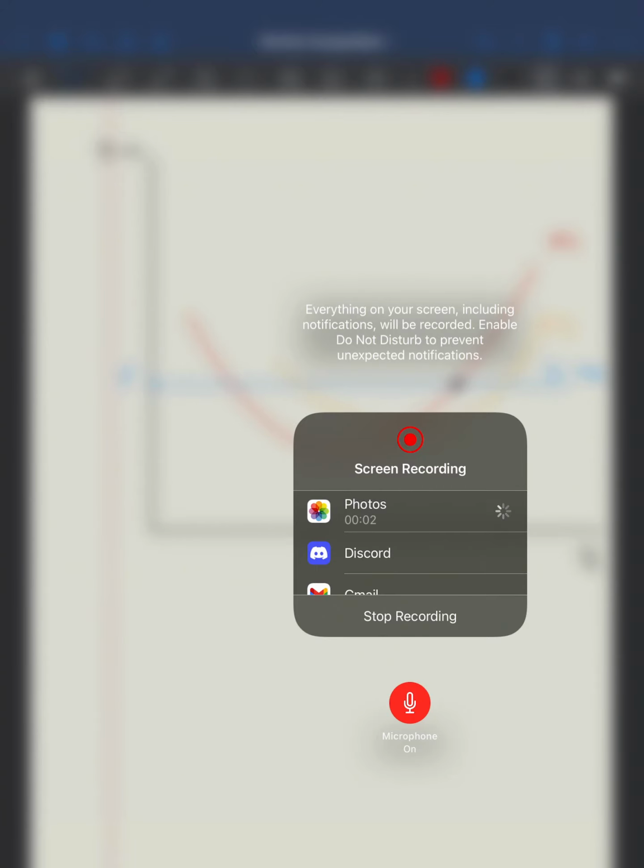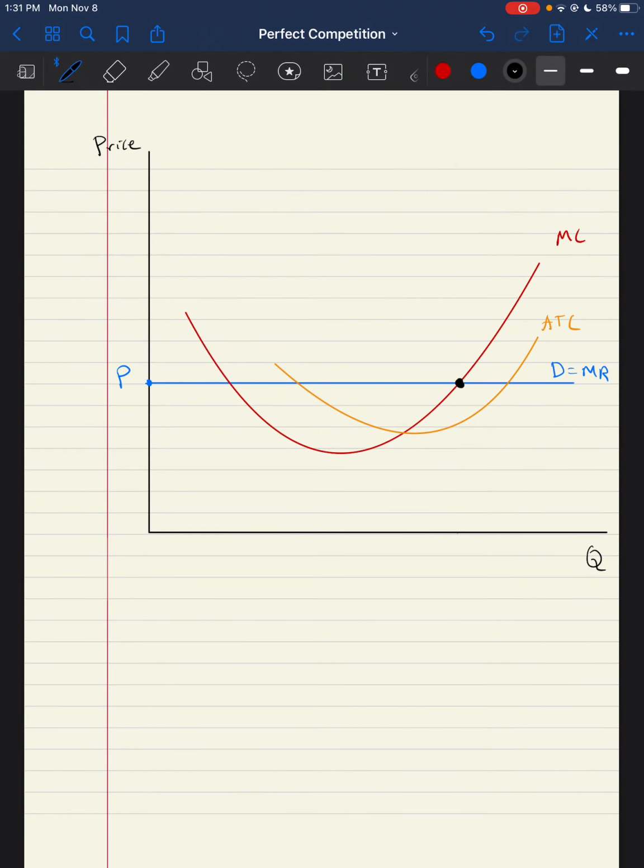Hey guys, so in this video we want to figure out how to find our maximum profit as well as our profit maximizing quantity of output for a perfectly competitive firm. Remember, perfect competition is our benchmark for maximum competition, and neither the firms nor the consumers are going to be price takers. So no one is setting the price and no one is taking the price. It's all going to be determined by the market.